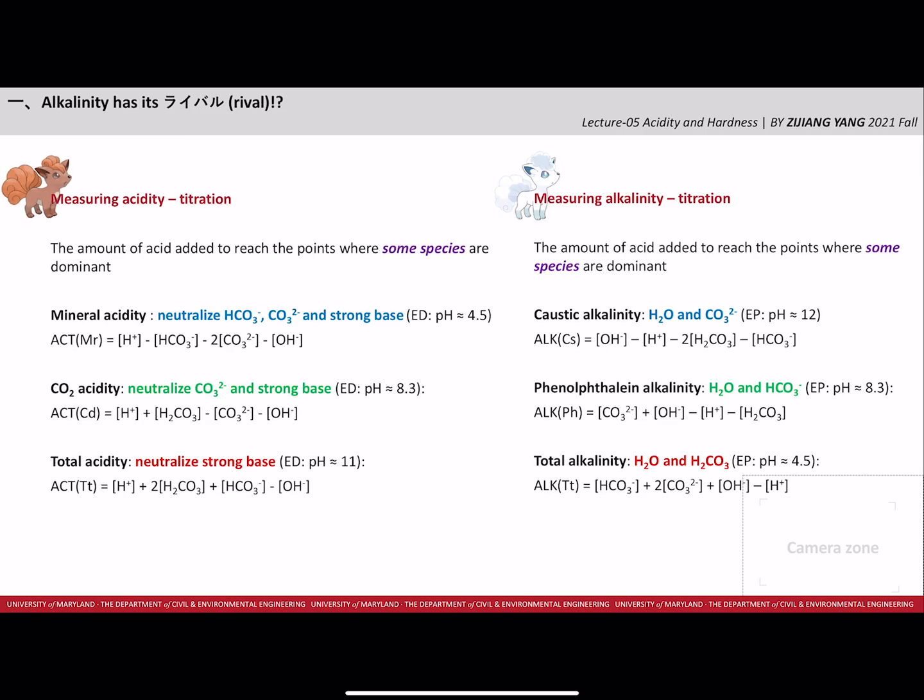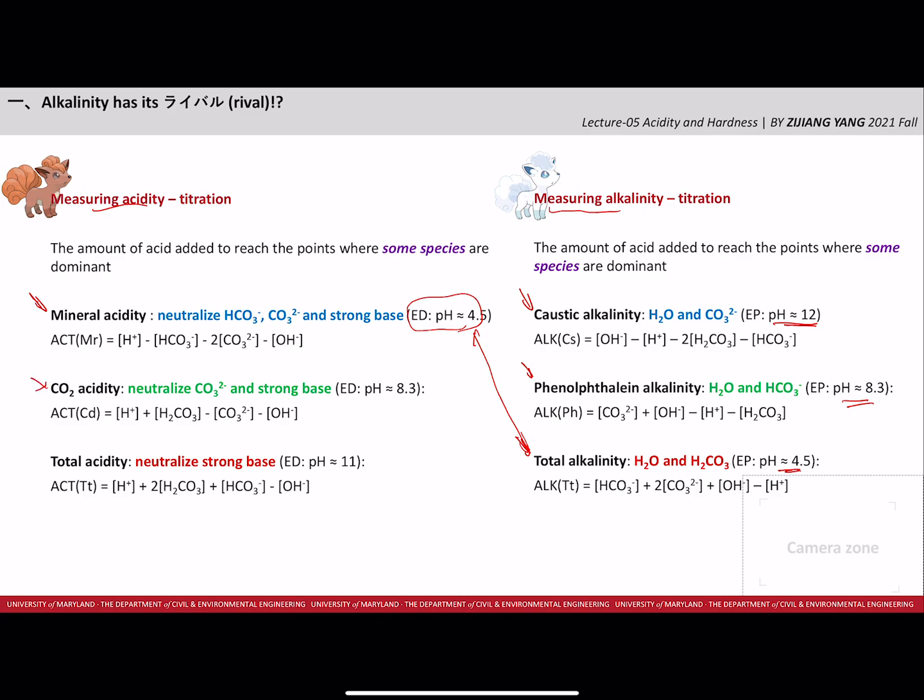The next topic is how to measure acidity. Here I also list how to measure alkalinity, so we can do the comparison. For alkalinity, we have caustic alkalinity, which represents very high pH. We also have phenolphthalein alkalinity, which represents relatively neutral pH. And we have total alkalinity, which represents relatively acidic pH. Similarly, we have mineral acidity, which represents relatively acidic pH.